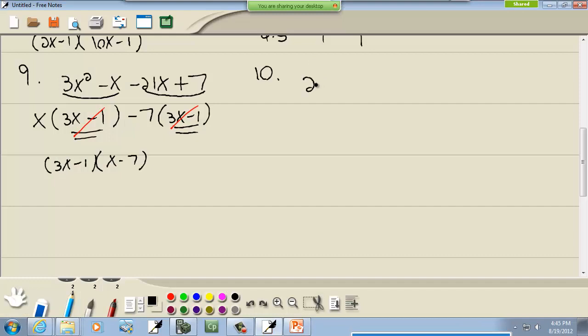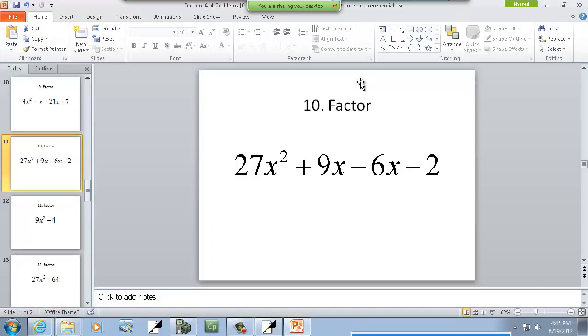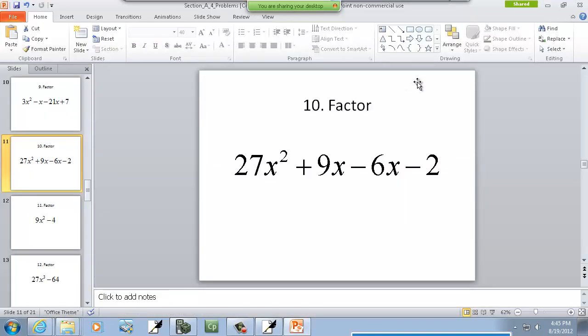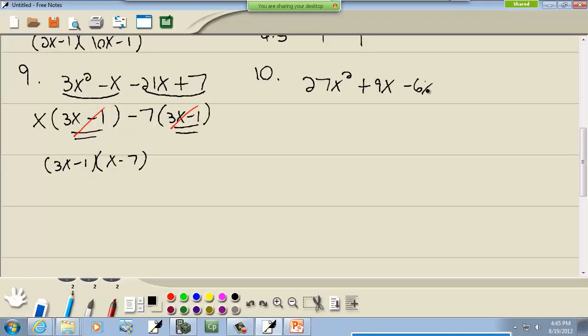Let's look at this one. 27x squared plus 9x minus 6x minus 2. GCF, they don't have anything in common. Four or more terms is grouping. So group the first two together, group the last two together.